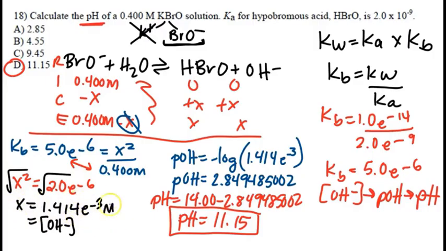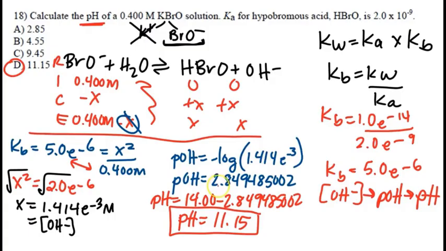Now, this concentration for X is also equal to the concentration of OH minus, and of course, the concentration of the weak acid here. But our focus is OH minus. Now that we have the OH minus concentration, I can calculate the pOH, which is the negative log of 1.414 times 10 to the negative 3.